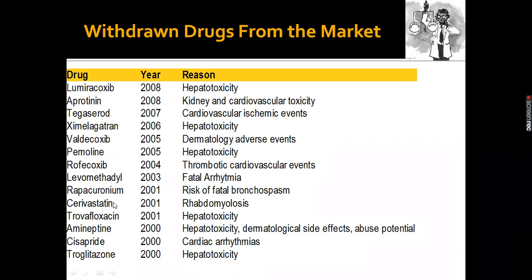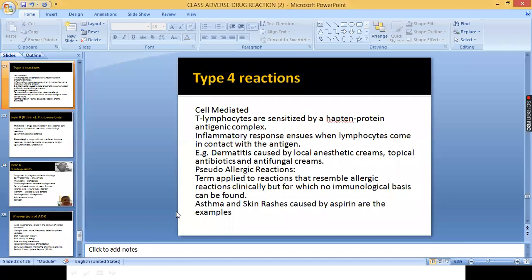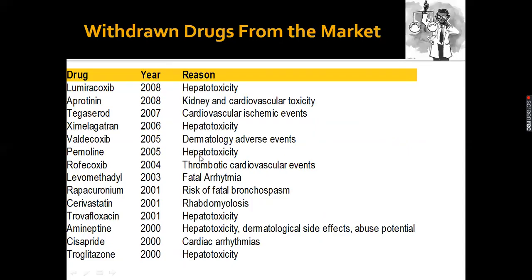Then we have cerivastatin, which caused rhabdomyolysis in 2001. It was removed. Then we have fatal arrhythmia, which can be caused by levomethadyl, cisapride, mosapride. These are all the prokinetic drugs which cause cardiac arrhythmias.